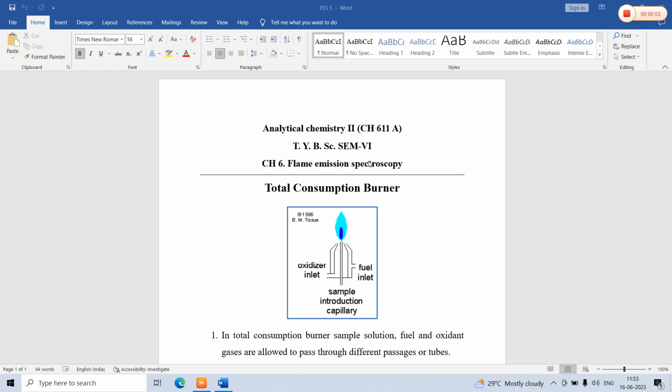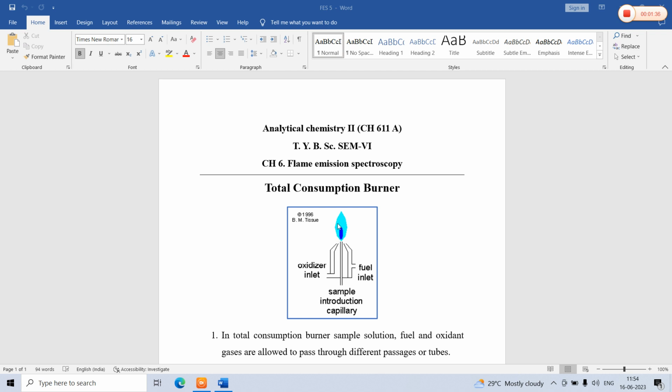In that TCB, this is the block diagram of the total consumption burner, which indicates the outlet for the oxidizer inlet, one inlet for the fuel, and another sample introduction capillary. Now these three parts may be interchanged as per the manual, or you can say by the operating procedure. That means the fuel inlet should be here, the oxidizer inlet should be here, and the sample introduction should be here or here. This may be interconvertible according to the situation or application.